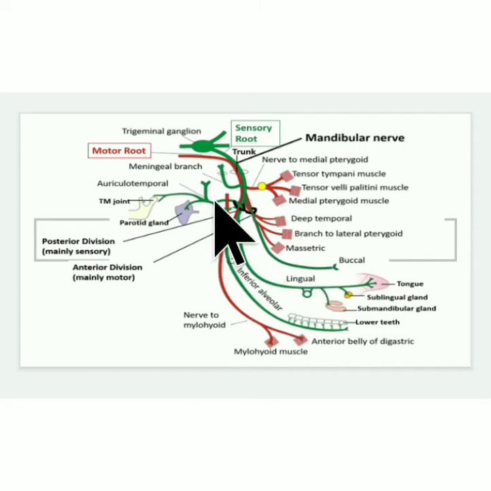Then we are going to look at the branches of the posterior division. First one is the auriculotemporal nerve. It arises by two roots, and it runs backward and encircles the middle meningeal artery. You can see here is the middle meningeal artery, and the roots unite to form a single trunk. It passes between the neck of the mandible and the sphenomandibular ligament, above the maxillary artery.